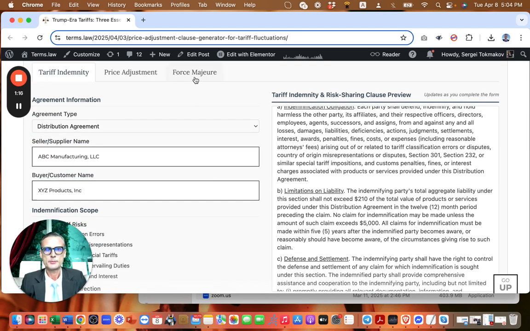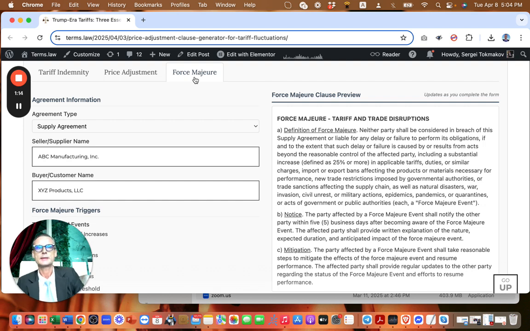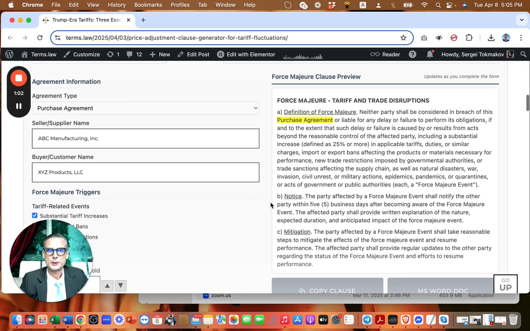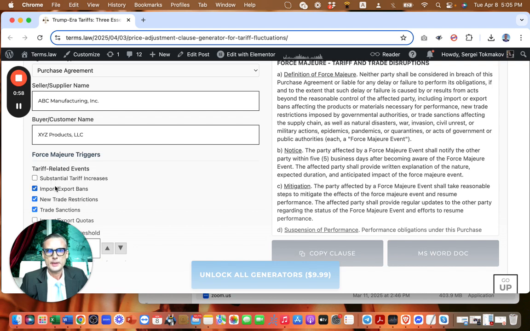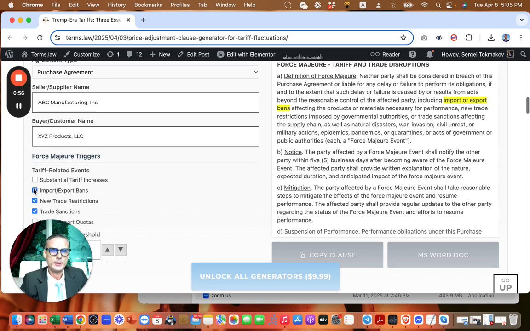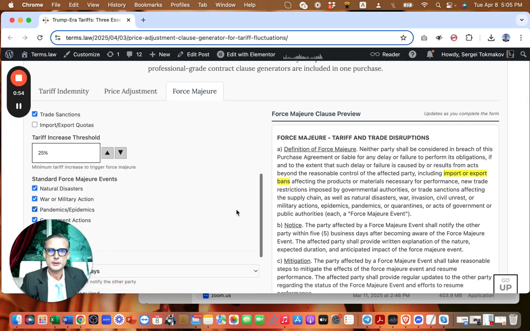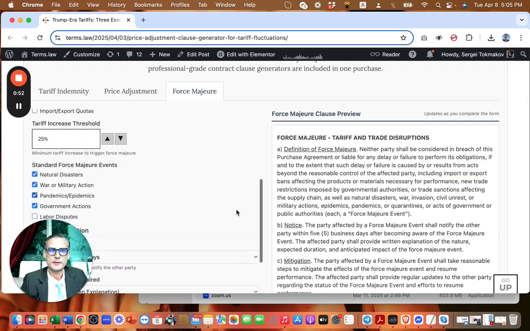As far as force majeure, normally, as I said, force majeure clauses do not count tariffs as a force majeure event, and that's why this generator will help you out to make sure it's included. Whether it's substantial tariff increases, whether it's import-export bans you want to count as a force majeure event, natural disasters.